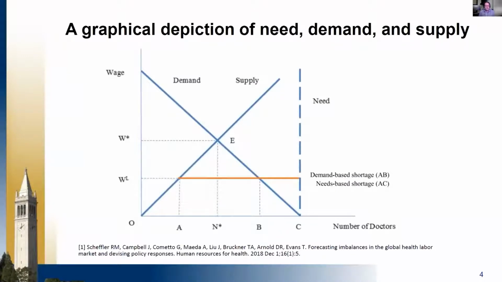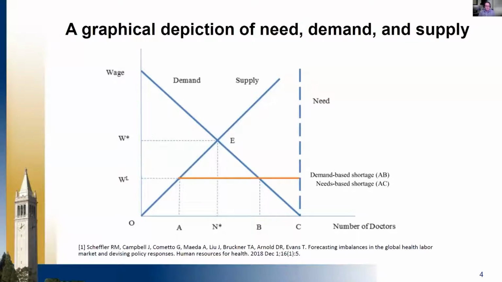And so, a graphical depiction of what we're talking about here. This is the labor market for doctors. You have on the horizontal axis the number of doctors, and on the vertical axis their wage. You see demand is a downward sloping line: as the wage decreases, the quantity demanded of doctors will increase. And supply goes the other direction. It's upward sloping, and as the wage increases, the quantity supplied of doctors will increase. So that's the standard supply and demand economic framework. The intersection of those two curves is point E. If everything is allowed to work itself out in the market, you'd expect the equilibrium wage to be W star and the equilibrium number of doctors to be N star.